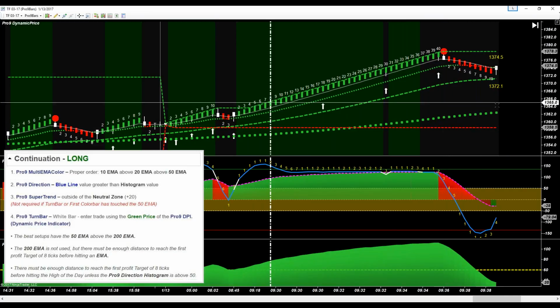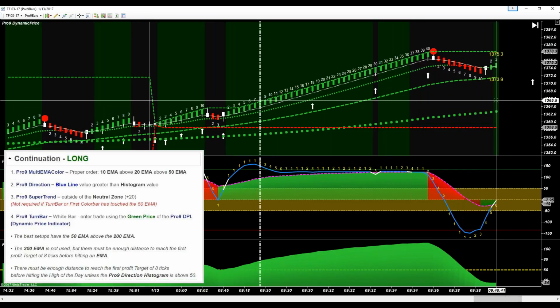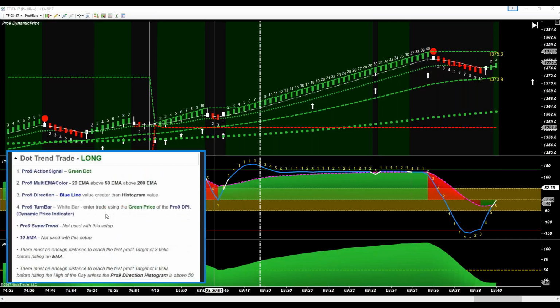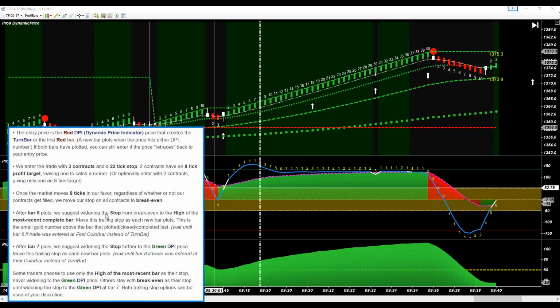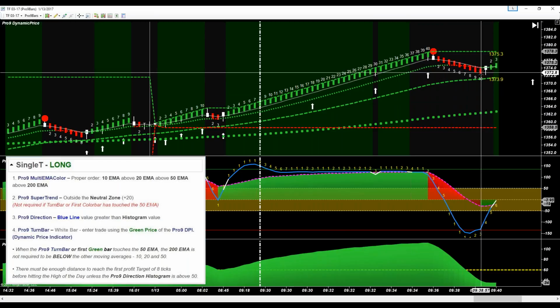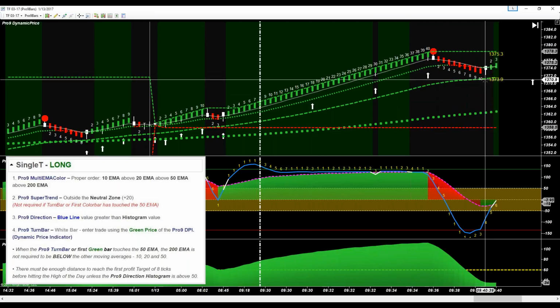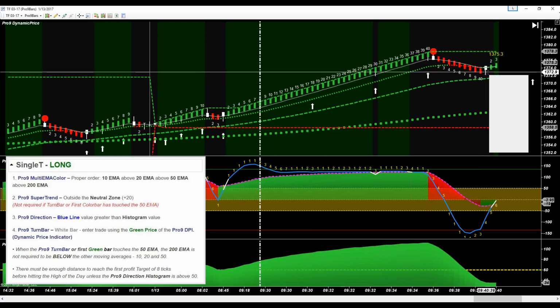All right, so here we are, nothing setting up yet. Blue line didn't quite make it. So now at this point, our blue line finally did cross, but I would like to clarify that this would be an unqualified entry. And why is that? Because our entry points are the turn bar or up to the first color bar. So ideally we want to get in when possible on the turn bar using the DPI that creates the turn bar. But if we can't get that price, it is acceptable to enter on the first color bar.